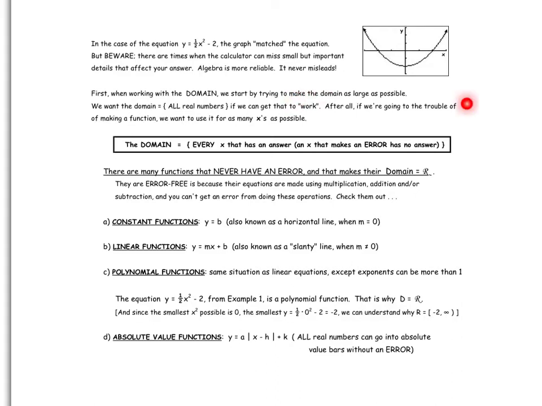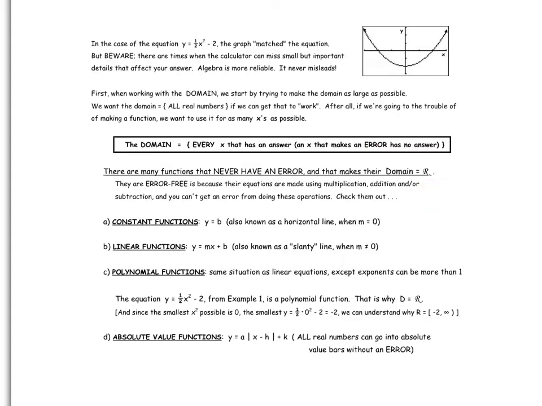After all, if we're going to the trouble of making a function, we want to use it for as many x's as possible. So the domain ultimately will include every x in the real number system that will allow us to find an answer when using that x. An x that makes an error is not an answer and therefore cannot be in the domain. There are many functions that never have an error and that make their domains be all real numbers. They're error-free because they use multiplication, addition, or subtraction, and you can't get an error from doing these operations.